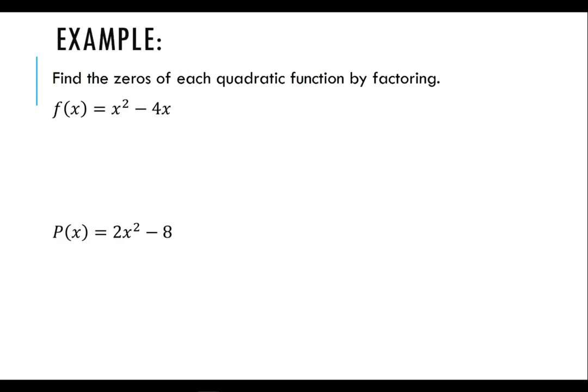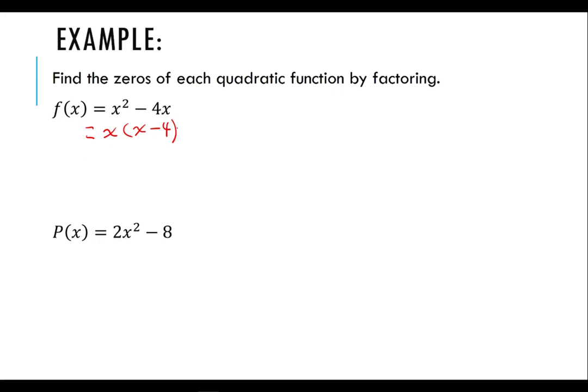Let's find the zeros of these quadratic functions by factoring. So, notice that when I look here, I'm looking for a greatest common factor first, and then using any other methods I know to factor. x squared minus 4x has the greatest common factor of x. So I'm going to factor out that x, and I'm left with x minus 4. So then I have it completely factored.